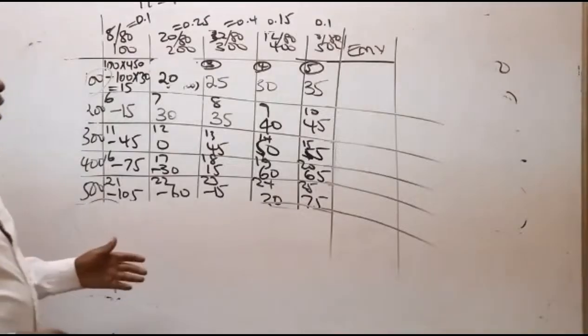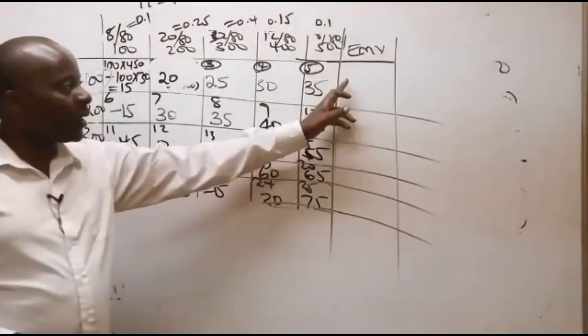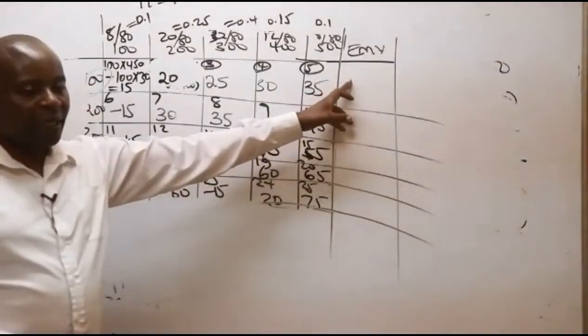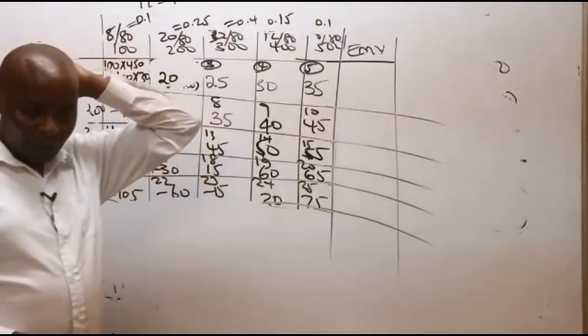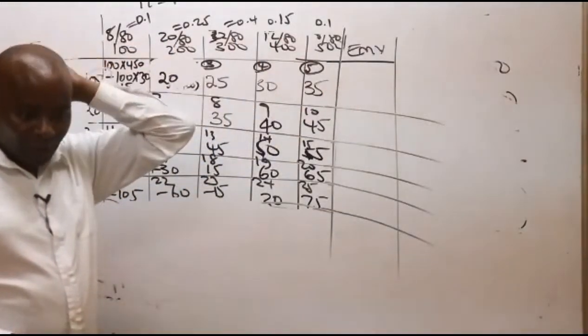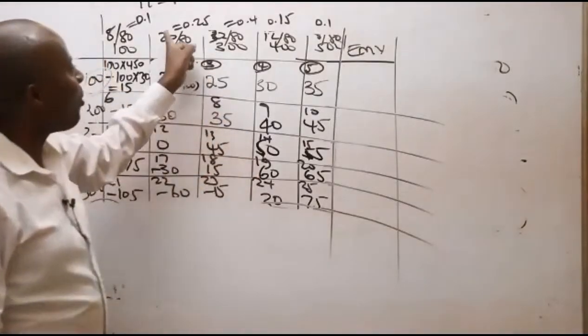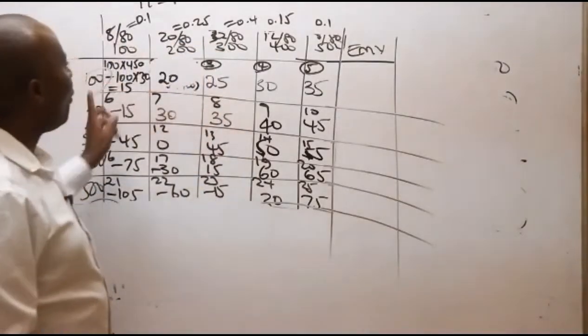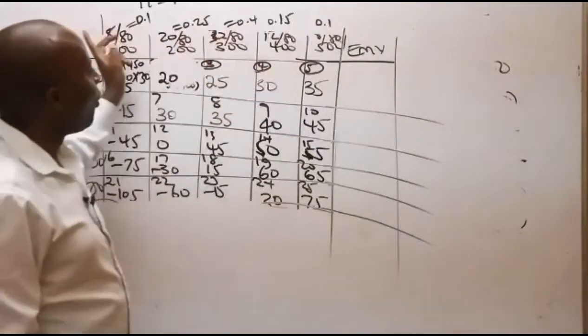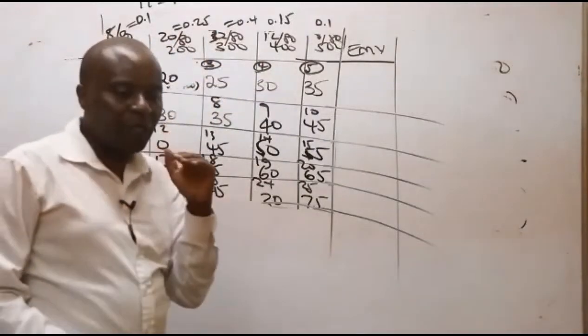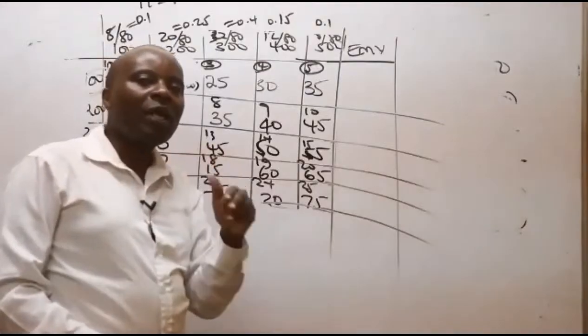So what do you think we are going to do to be able to get expected monetary value for the first alternative? And if you're careful, I'm not putting these probabilities under alternatives. We normally put probabilities along here, under states of nature, because states of nature are the ones you're not able to predict.